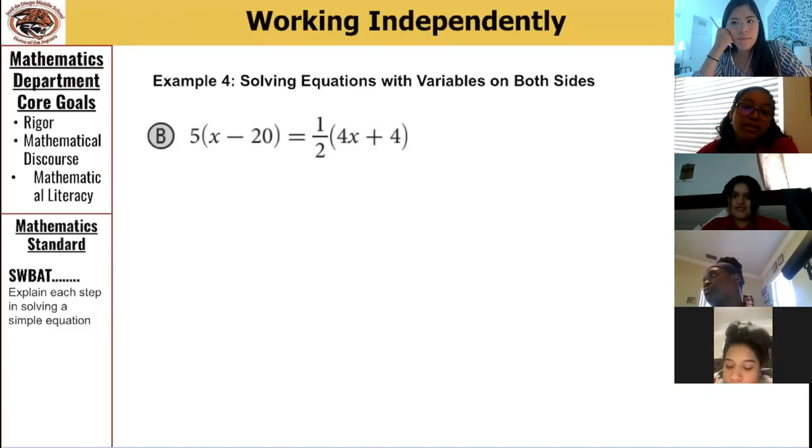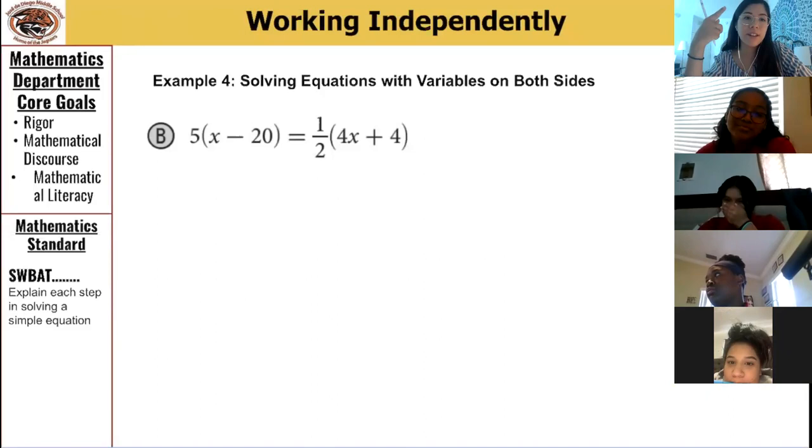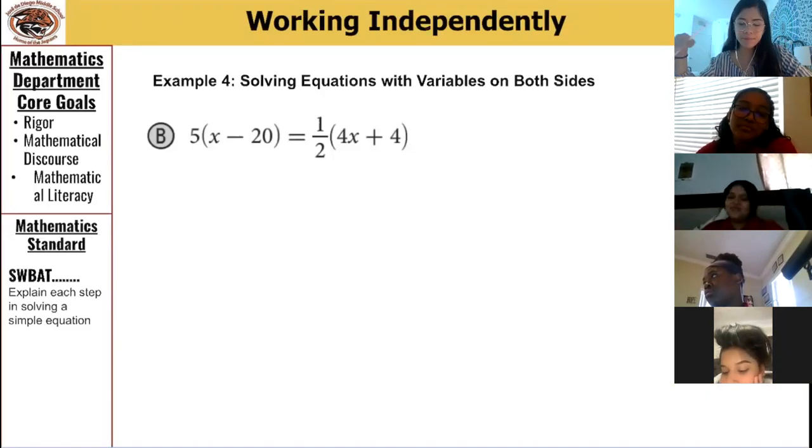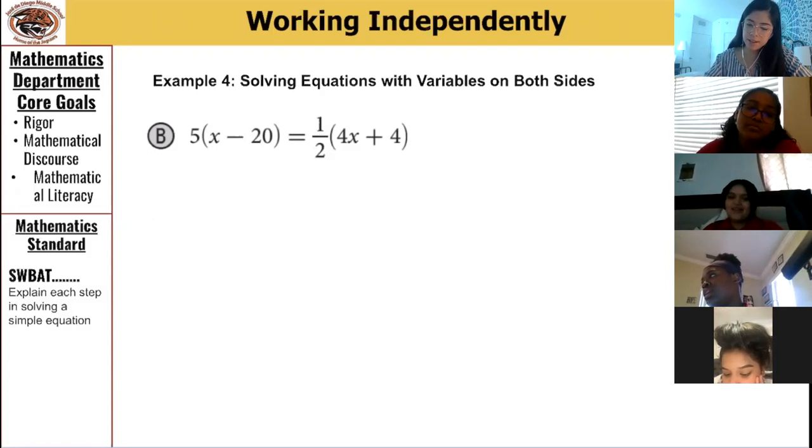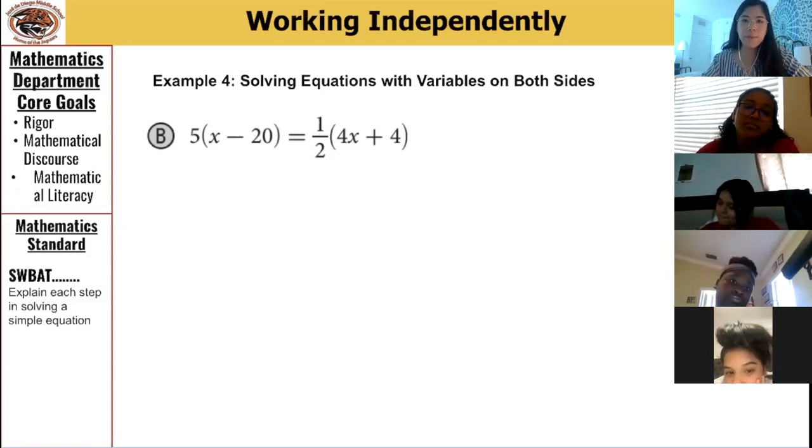The parentheses. Okay, I agree, because you either want to get rid of your parentheses or you want to get rid of your fractions. But in this case, I'm going to start with getting rid of my parentheses. And what is that property called?